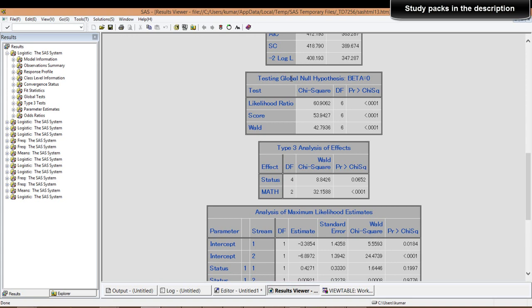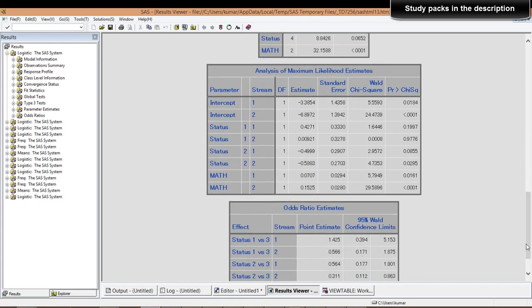So what is the importance of the global null hypothesis? It tests that at least one of the independent variables is contributing towards explaining the variation in the dependent variable, that at least one of the independent variables is actually making a significant contribution. This is important because if the global null hypothesis is not satisfied, or if any one of the tests is not significant, then you cannot go ahead with the interpretation. So that's the first thing to check. That's also good in this case.